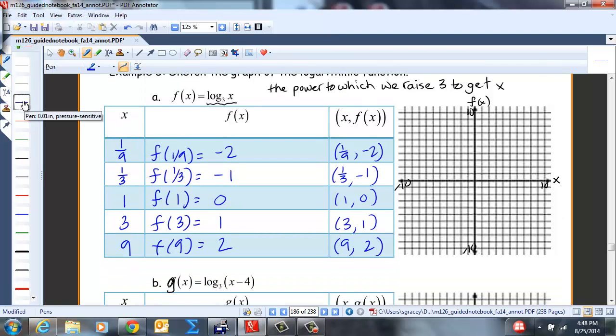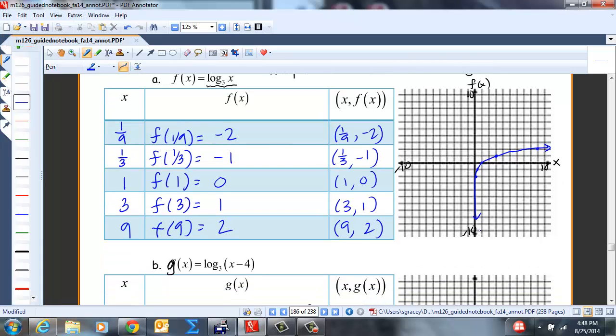Let's plot these points. So at 1/9 we were down here at -2. At a third we were at -1. And then 1, 0, 3, 1. And then over here 9, 2. So see how you have this vertical asymptote here. And that's our graph. Okay?